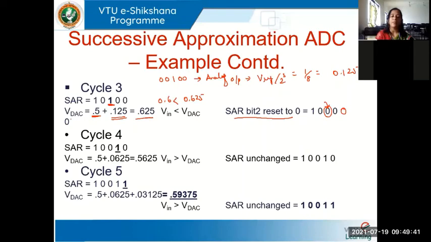Now move on to cycle 4 where the next significant bit is made high. So this fourth bit from the left side is made high. Whenever the fourth bit from the left side is made high and the MSB is also high, the total voltage will be 0.5 corresponding to this, and corresponding to this value, the analog output of the DAC would be Vref by 2 to the power of 4, 1 by 16 volts, which turns out to be 0.0625 volts, half of this.